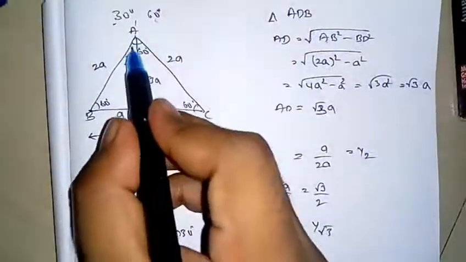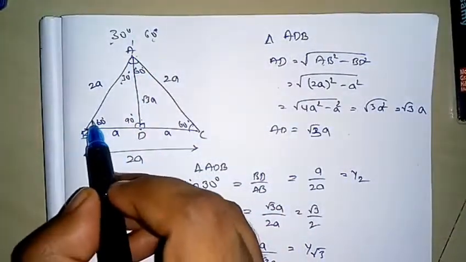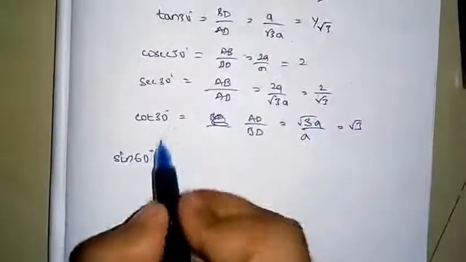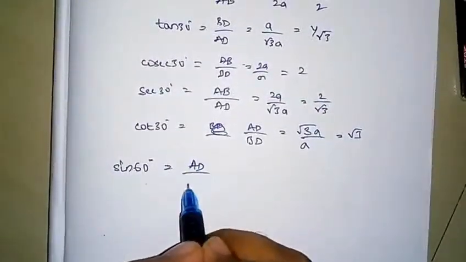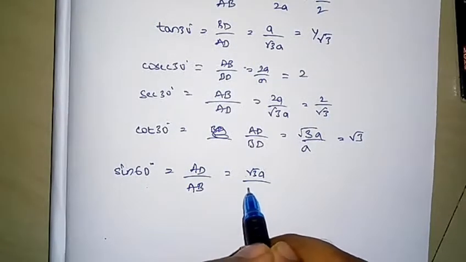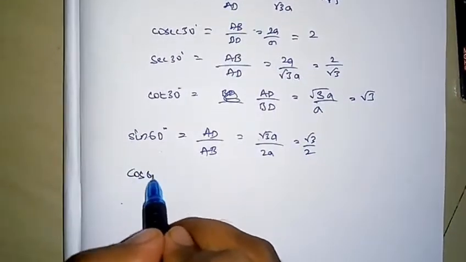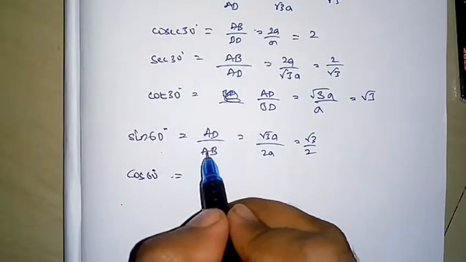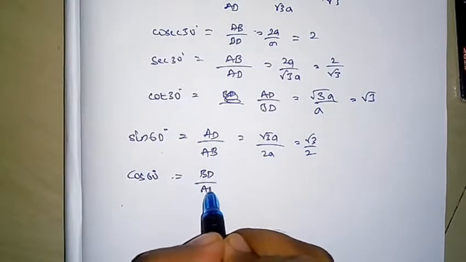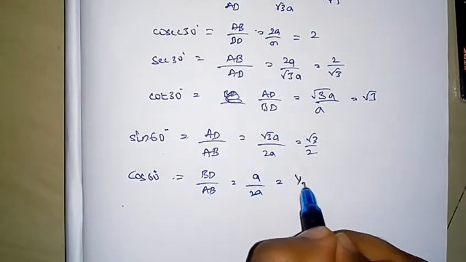In this triangle ADB, sin 60 will be opposite side AD by hypotenuse AB, which is equal to AD by AB, which is equal to root 3a by 2a, equal to root 3 by 2. Similarly, cos 60 degrees will be equal to adjacent side BD by AB, which is equal to a by 2a, equal to 1 by 2.